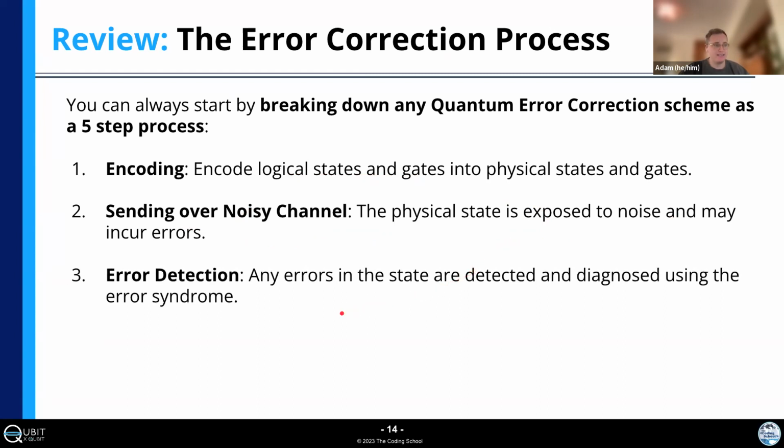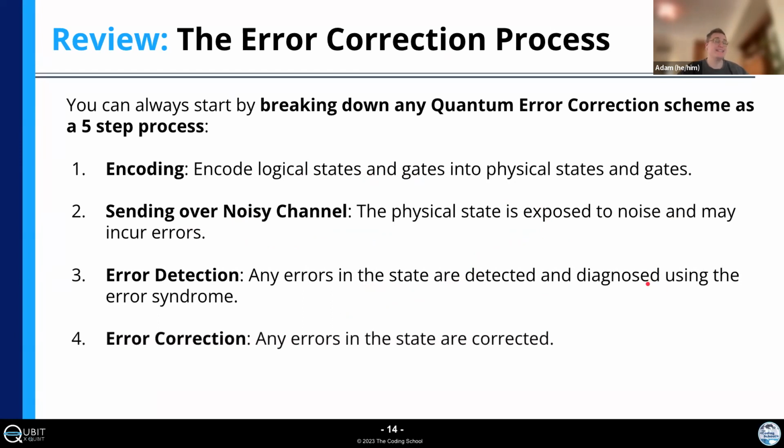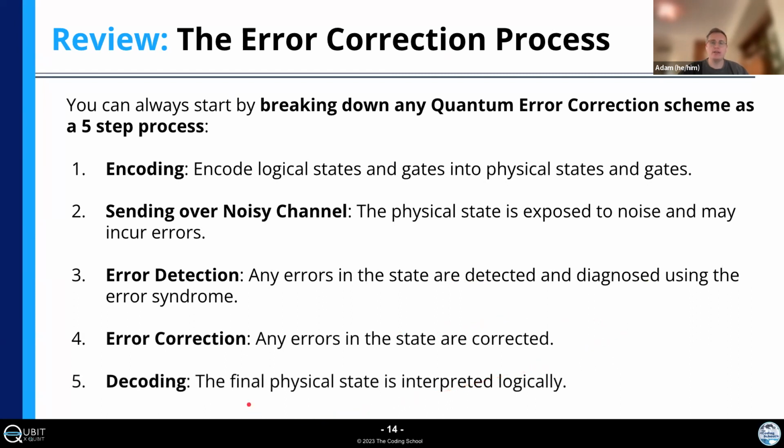So then we want to detect the errors. Any errors in the state are detected and diagnosed in some sense, sometimes more specifically and other times not, but we generally use the error syndrome for this. Then after we've detected the errors, that's great and all, but we actually want to correct for them as well. We not only want to say, yes, I found an error, but also, can I fix it? So we fix those errors. And lastly, we decode the final state in its logical form. This is really undoing that initial step of encoding. So encoding starts the whole process. Then we potentially get some noise and errors. We detect any errors, correct them, and we end the whole process by decoding, which again is undoing that first step.